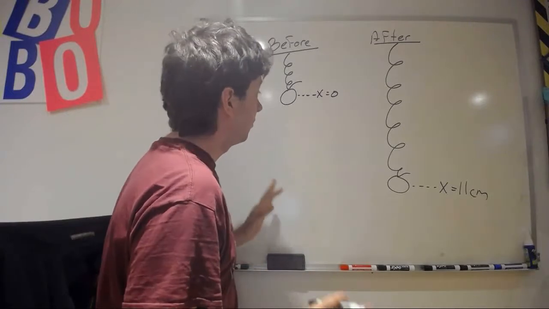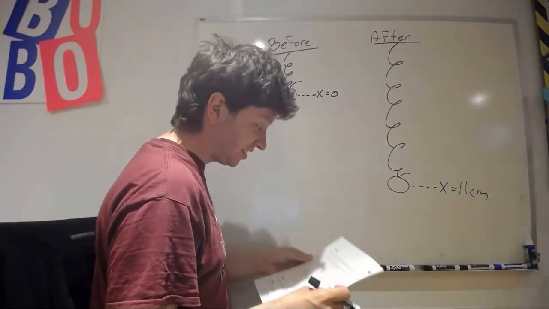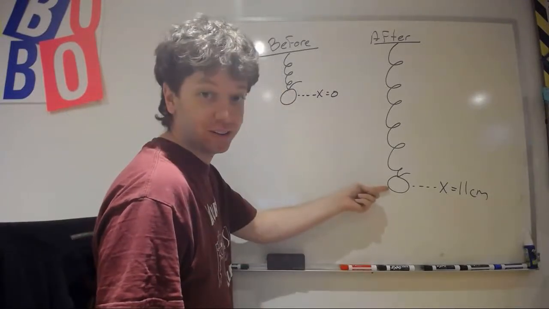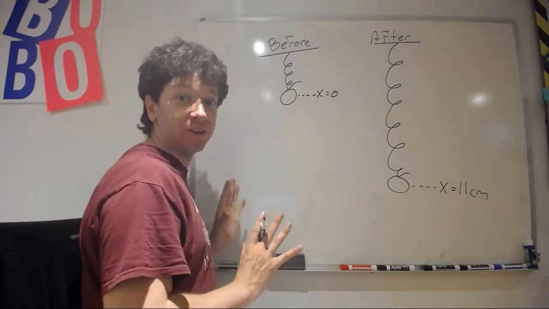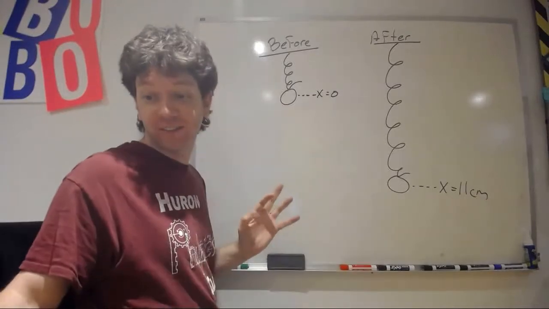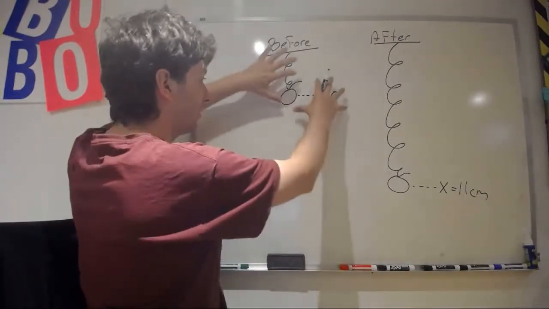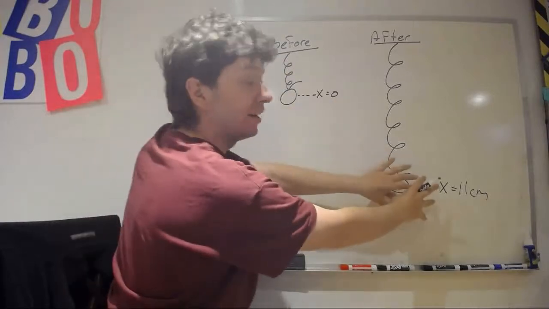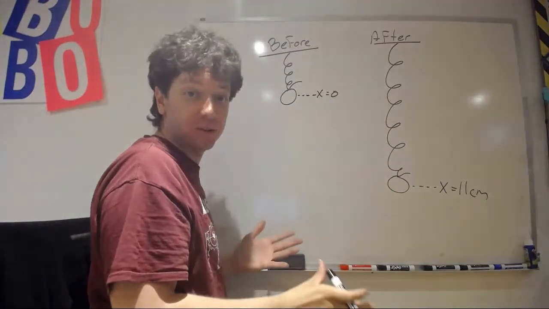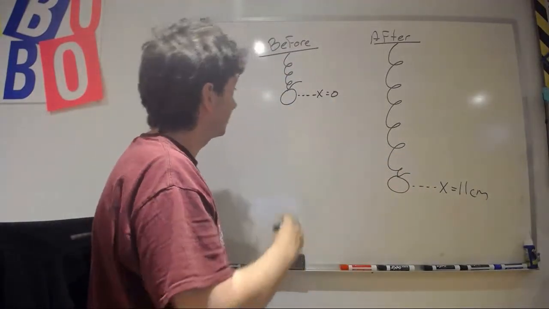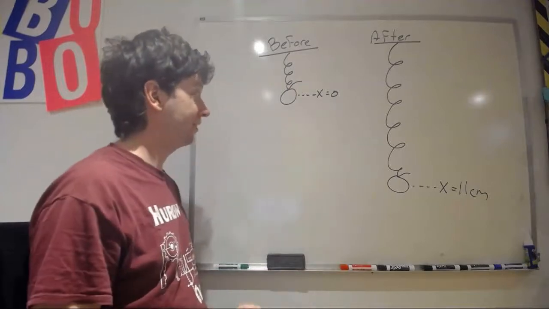So what part B is asking for is what's the speed of the apple after it's fallen 11 centimeters? So now you're going to need to do an energy conservation question. We need to figure out what energies are present here and what energies are present there and set them equal to each other. So first, what energies are present here?